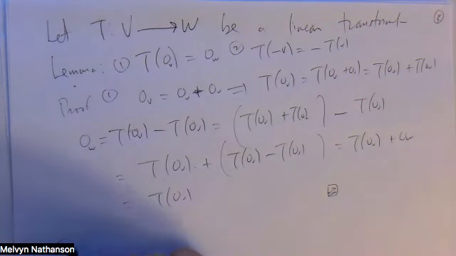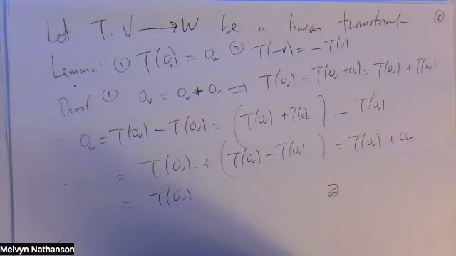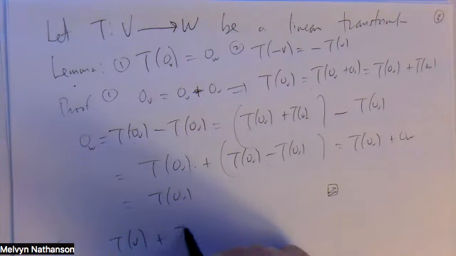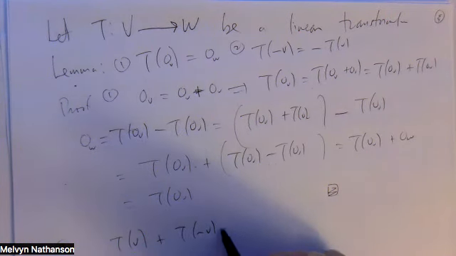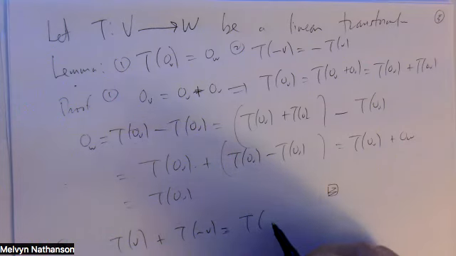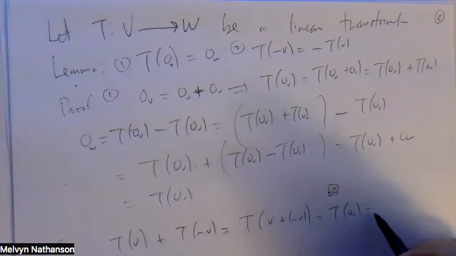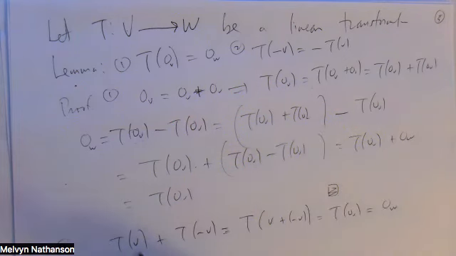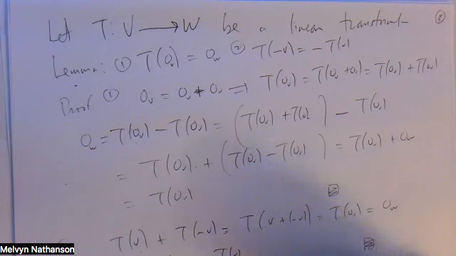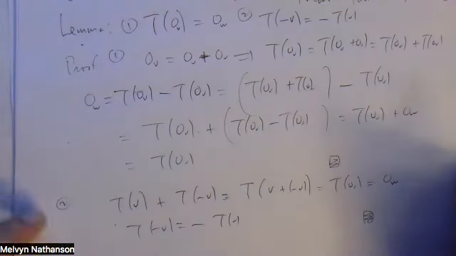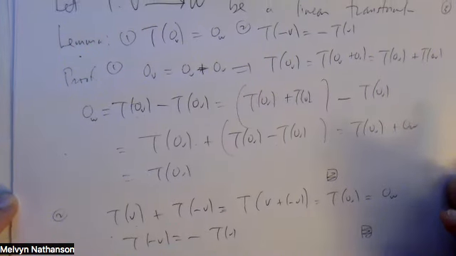So let me give a proof of the second statement. T of v plus T of minus v, because T is a linear transformation, is T of v plus minus v. But v minus v is 0. This is T of the 0 vector in V, which is the 0 vector in W. So this plus this is the 0 vector in W, so T of minus v is minus T of v. That's the whole proof of this useful but very simple lemma.